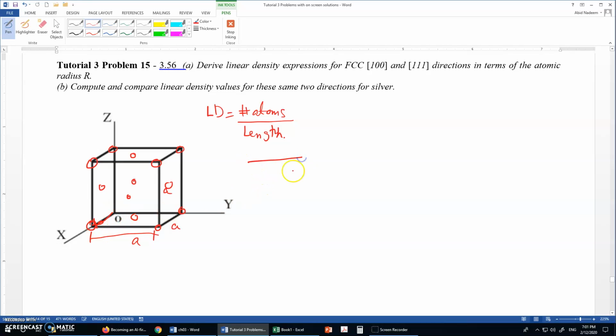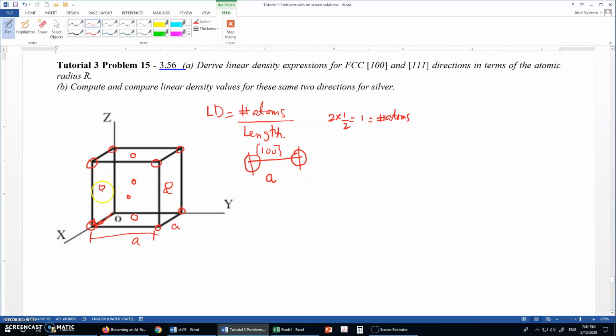direction, this side will be the length A, okay, and there will be 2 atoms over here at the corners. So for this direction 100, one of these atoms is a half atom, the other is also a half atom. So there are 2 half atoms, that means equal to 1. This is the number of atoms for this direction. And what will be the length? The length is, as we know, A, but we need to find this length in terms of the radius.